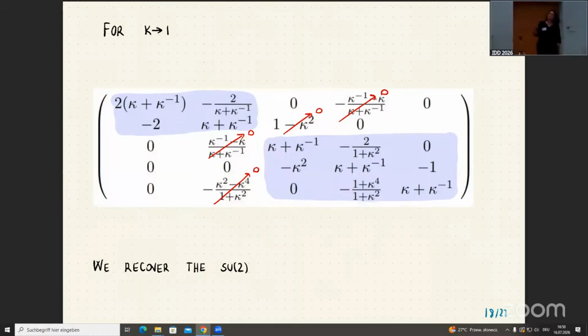And when we go to kappa equals 1, this should be again like SU2, and there is no mixing. You can see from this, just from the matrices, that for kappa equals 1, these 2 blocks become 0, and there are a 2x2 and a 3x3 that don't mix. So you recover the symmetry when you send kappa to 1.